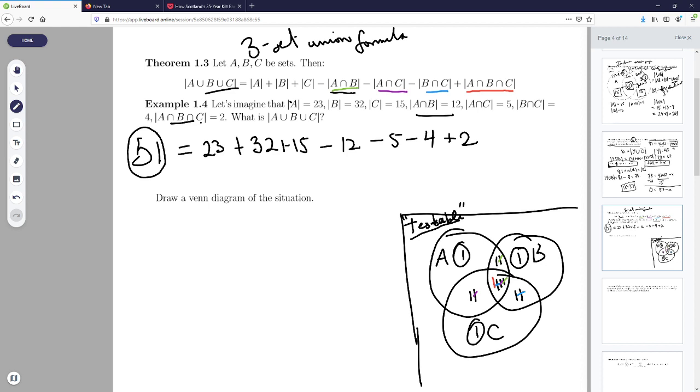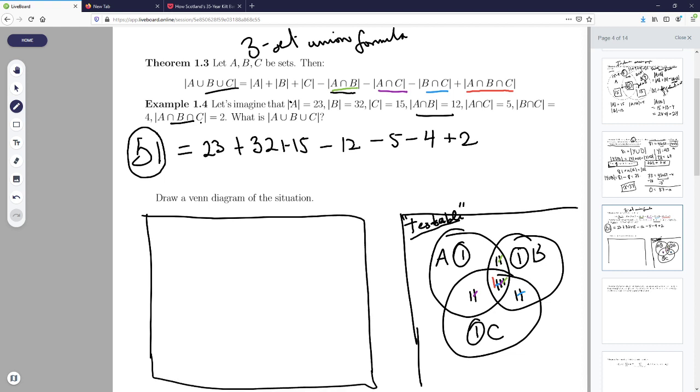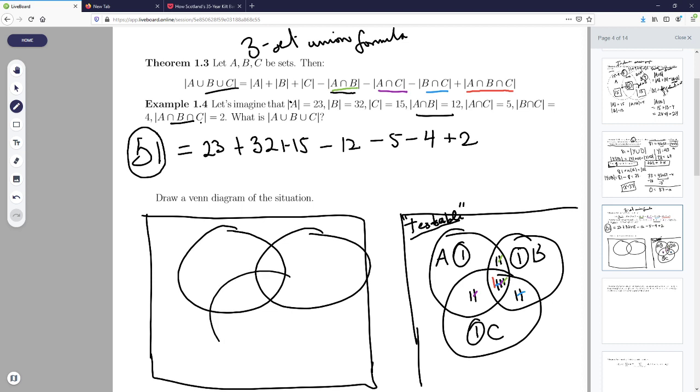Okay. So if I tell you to draw a Venn diagram of this situation, let's actually show what I mean by a proper Venn diagram of this situation. Oops, that's kind of outside of the universe.